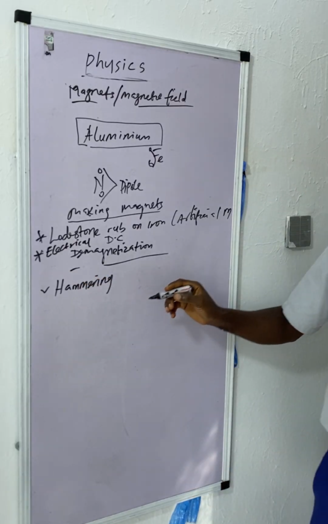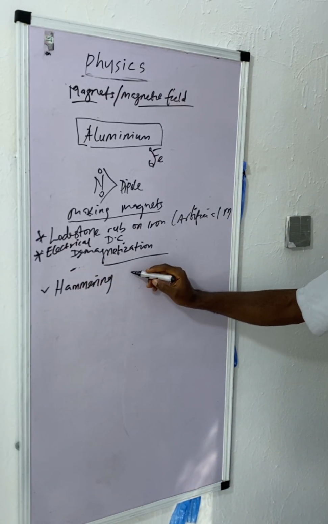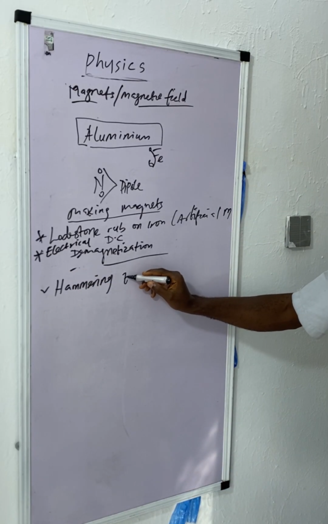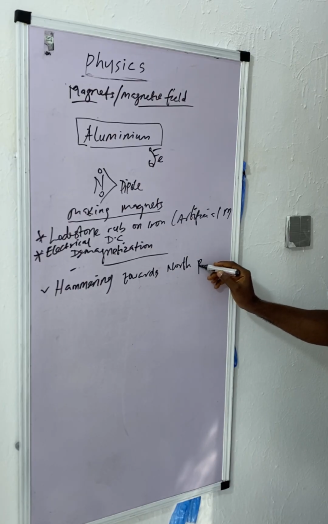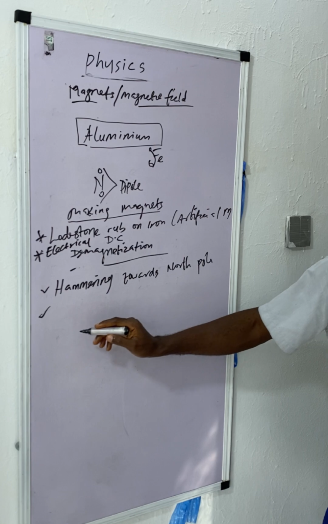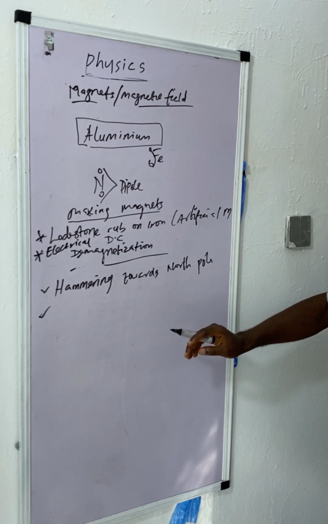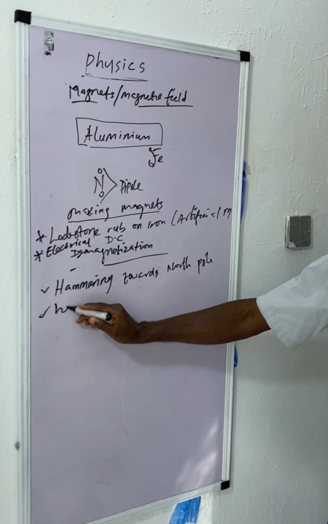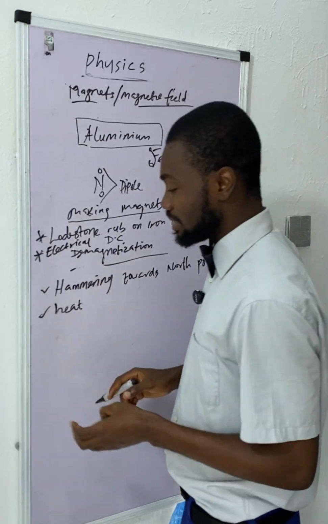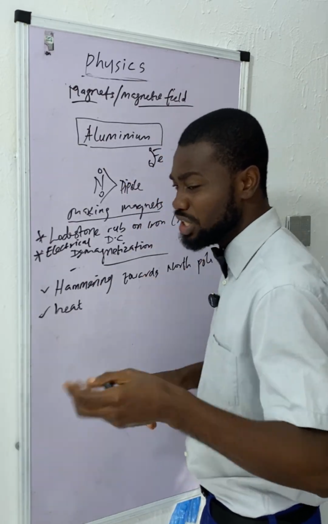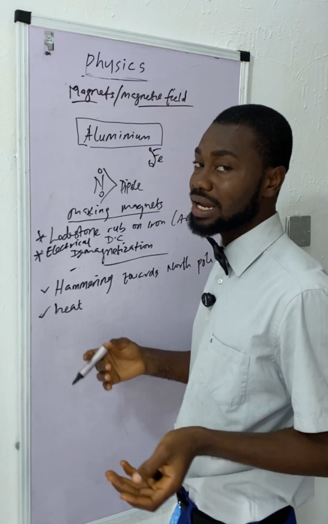So hammering, hammering towards the what? Towards the north pole. All right. Number two way of breaking magnet is what? We can use heat to break magnets or demagnetization. Heating it. That your lodestone, that your black magnet, when you take it to the fire and you heat it for long at a high temperature, it's going to lose its magnetism.